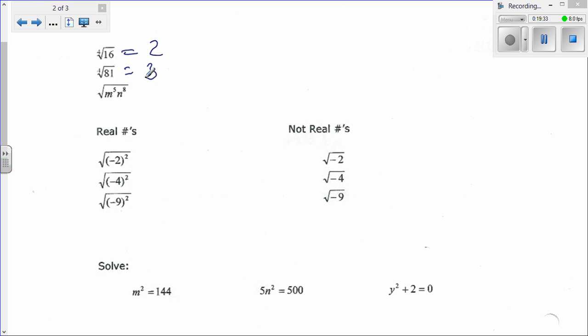And the last one there is simply just a square root, m to the 5th times n to the 8th. So I break that down to m to the 4th times m, and then n to the 8th, because it's an even power, I can take the square root of it. Just take half, so it's m squared n to the 4th radical m.